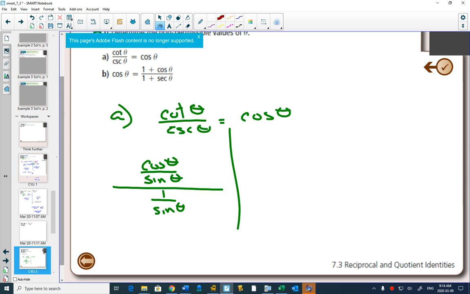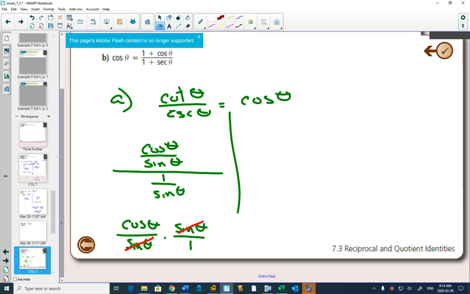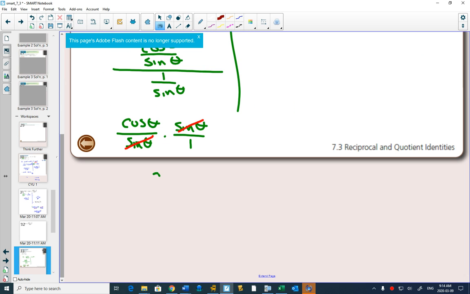The right-hand side is already a single fraction. It's cos theta over 1. So now on the left side, I'm dividing by a fraction. I'm going to multiply by a reciprocal. And I notice that these factors are the same, so they simplify. And we just get cos theta. And we're done our proof.